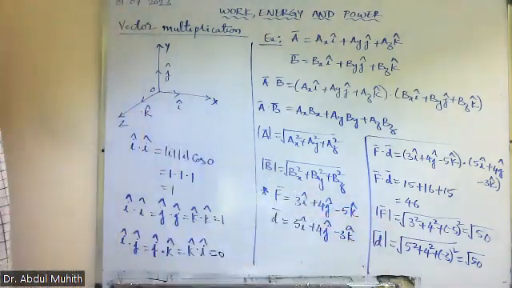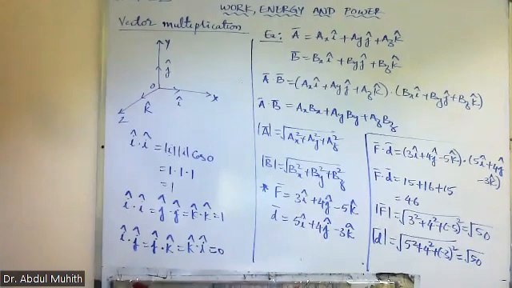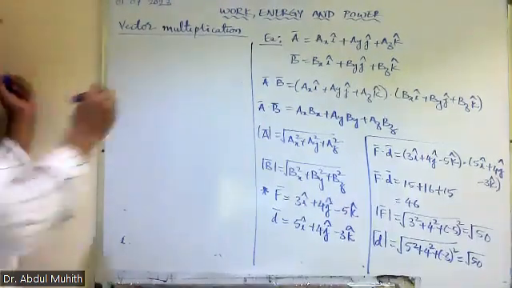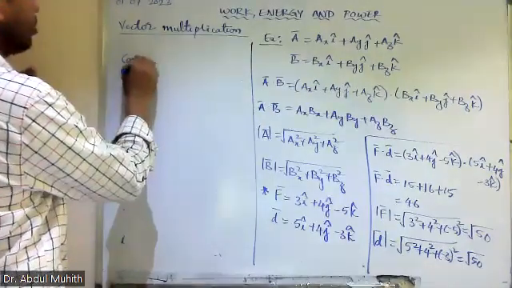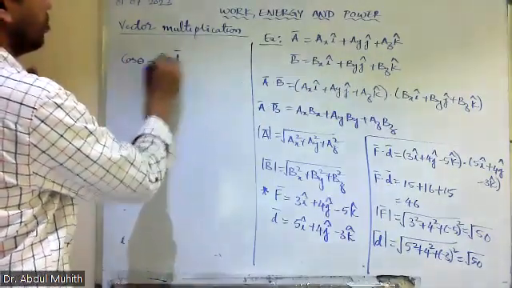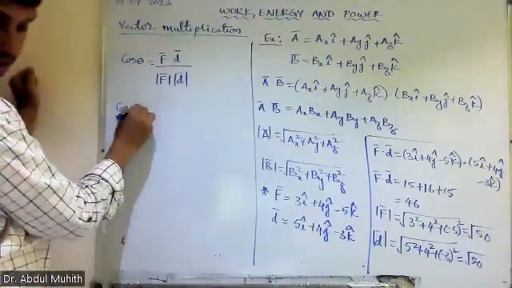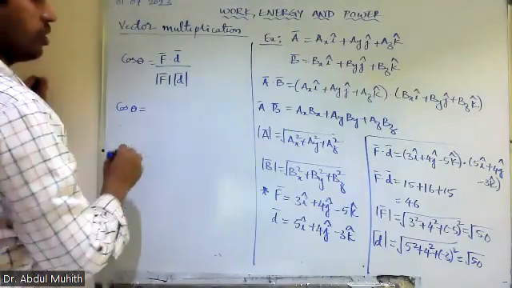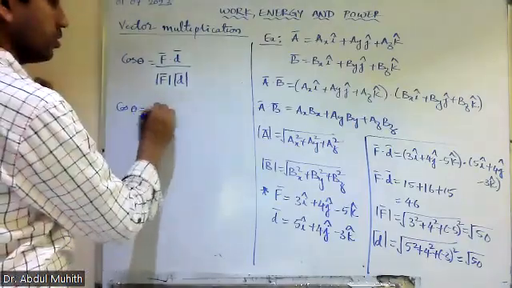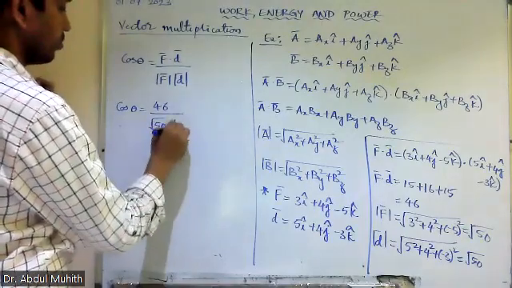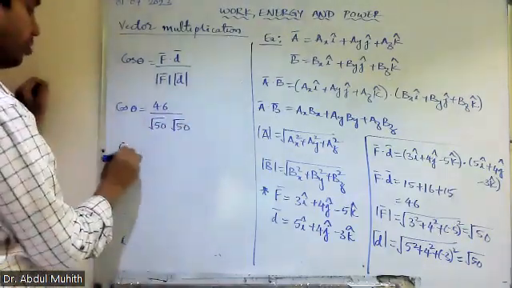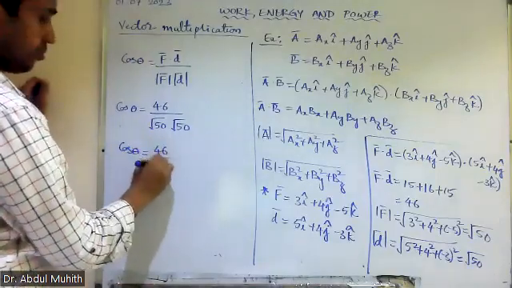Is it clear? Yes, sir. Okay, just copy this. Then we'll go ahead. The next. So here we have cos theta. Cos theta equal to what? F dot D divided by modulus F into modulus D. So cos theta equal to what? F dot D equal to 46 divided by root 50 into root 50. So cos theta equal to 46 by 50.